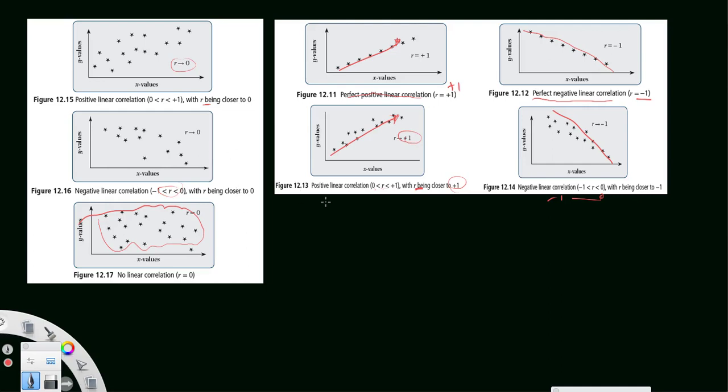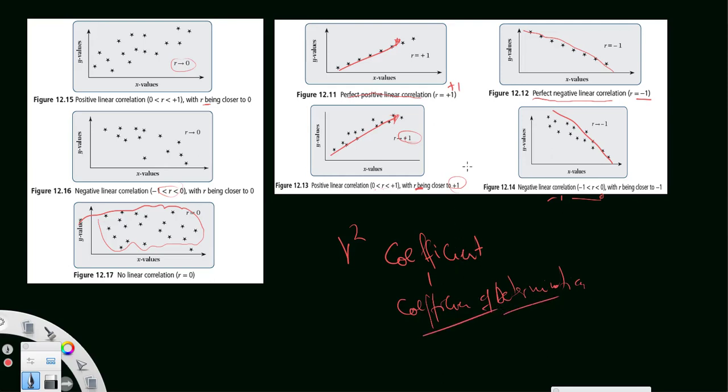Now we are going to look at something that we call the R-square coefficient, also known as the coefficient of determination. Coefficient of determination. So I'm just going to clean up the screen here to explain and talk about what this is all about.